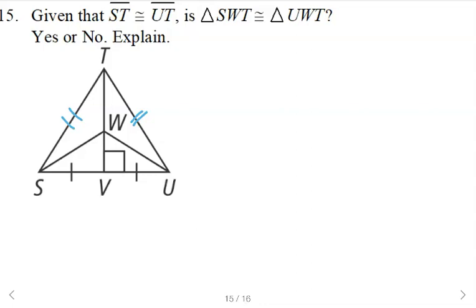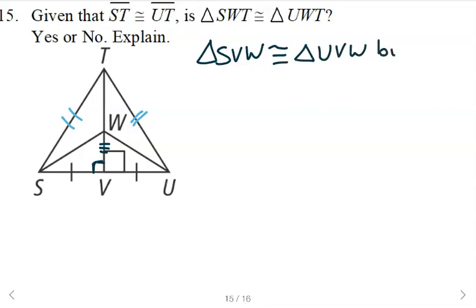All right, so this side is congruent to itself by the reflexive property. And then we have enough for side angle side. This would have to be a right angle because it's a linear pair with one that's a right angle. And those would be supplementary. So 180 minus 90 is 90. All right, so we have enough for side angle side. We can say triangle SVW is congruent to triangle UVW by side angle side.